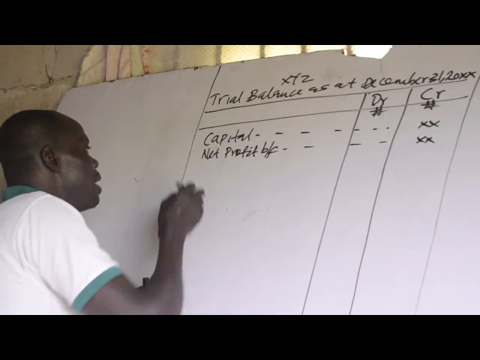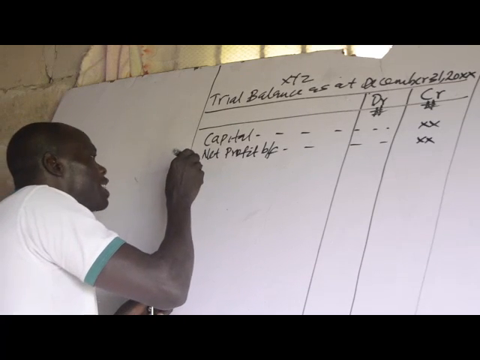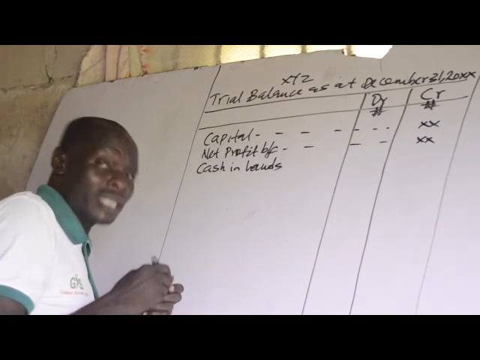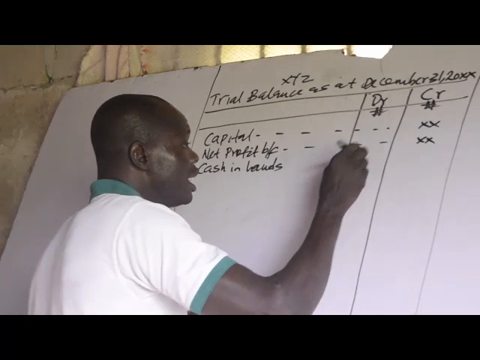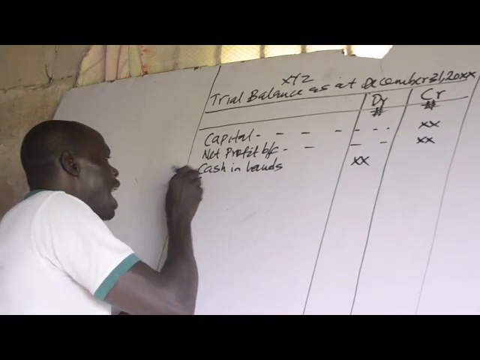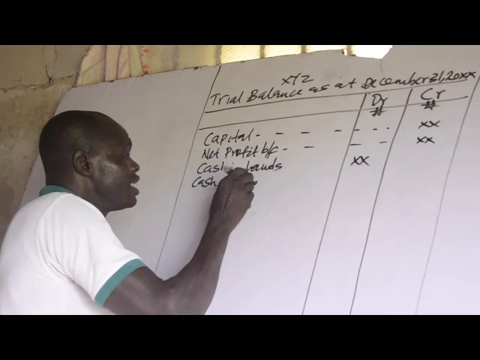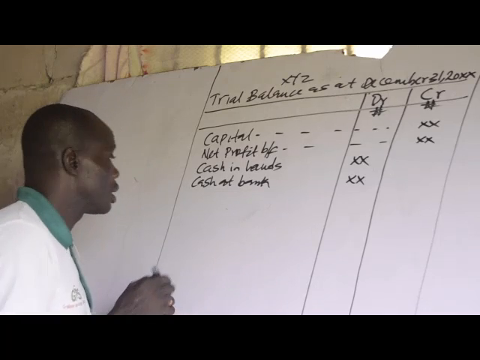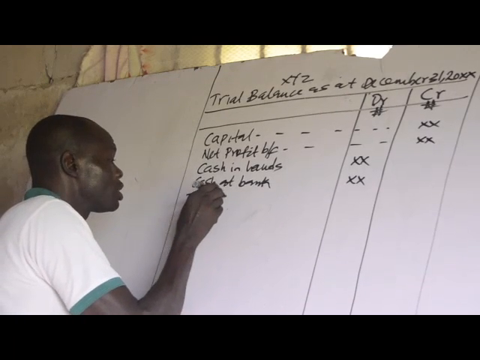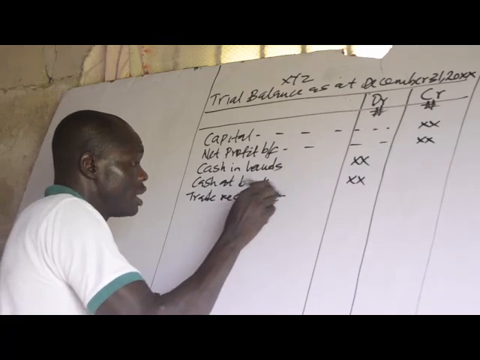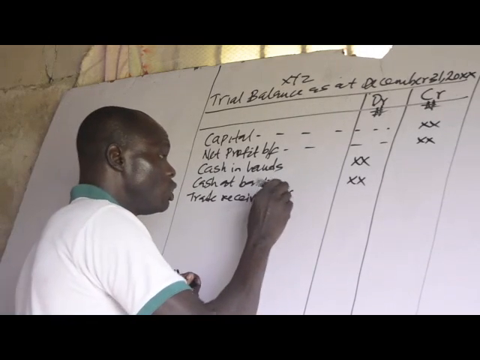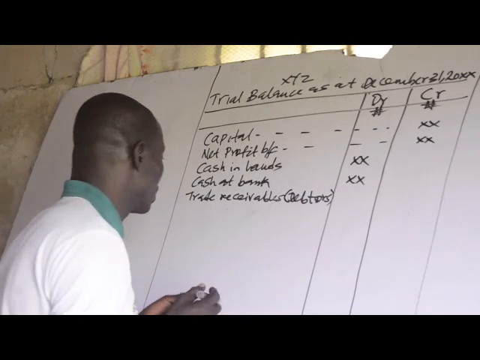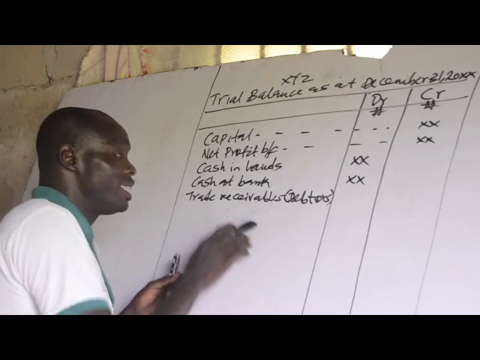Then you may have assets such as cash in hand. Cash you have in hand is an asset. An asset should take a debit entry in the trial balance. Cash at bank is an asset. The money you have at the bank is an asset. An asset should take a debit entry. Trade receivables. Trade receivables is an asset. I've told you, you may have it as debtors, trade debtors.